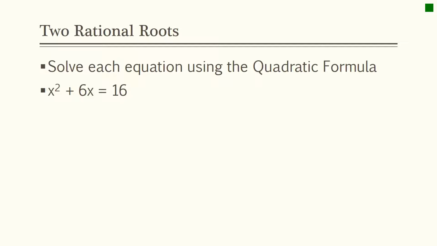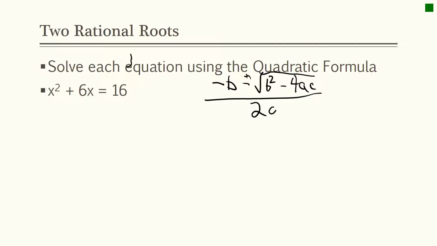And so here we're looking at example 1 on page 265 in the textbook, where we're going to find two rational roots using the quadratic formula. We're to solve each equation using the quadratic formula. So what is the quadratic formula? Well, the quadratic formula is this: x equals minus b plus or minus the square root of b squared minus 4ac, over 2a.